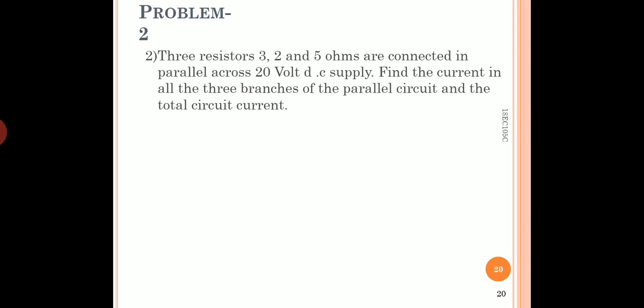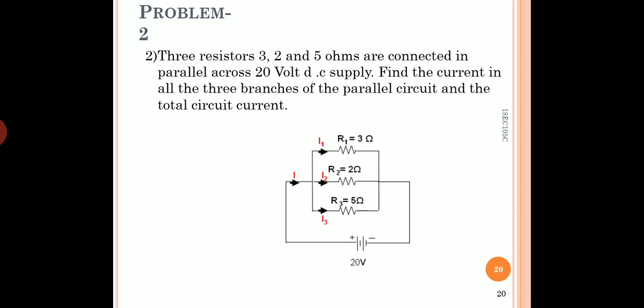Now let us see problem 2. Here there are three resistors, 3 ohms, 2 ohms and 5 ohms, connected in parallel, and the data given is that they are connected across a battery of 20 volts DC supply. Now find the current in all the three branches of the parallel circuit and the total current of the circuit. So this is the circuit we are taking, and we have written the given data: 3, 2 and 5 ohms, and the battery is 20 volts.